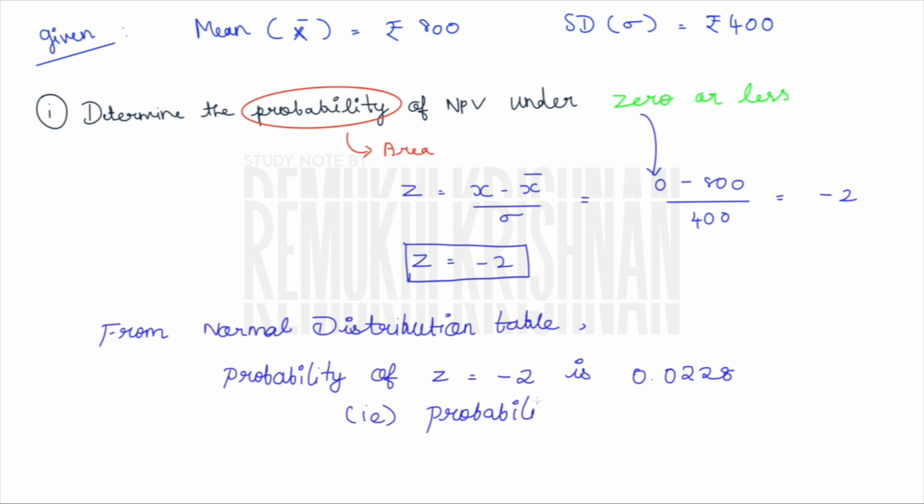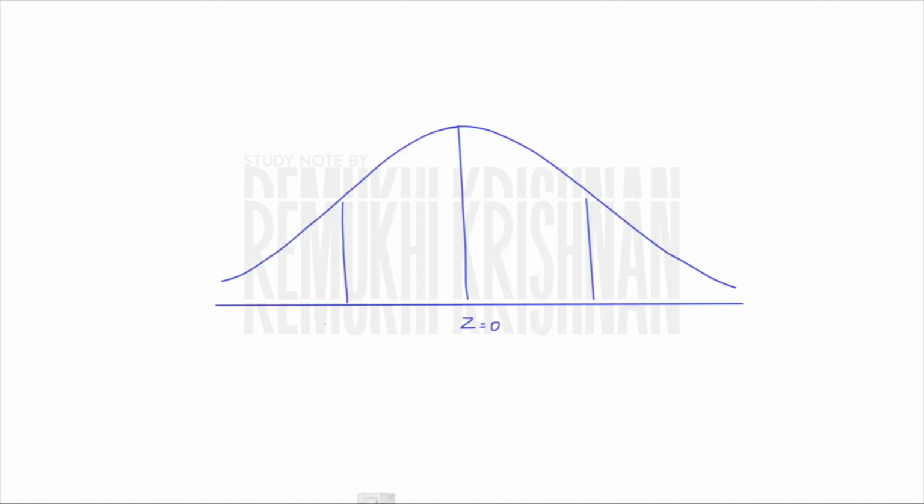So the probability in terms of percentage comes to be 2.28 percent. That is, in order to get your net present value 0 or less, there is a chance of 2.28 percent. So that is what they want us to understand.